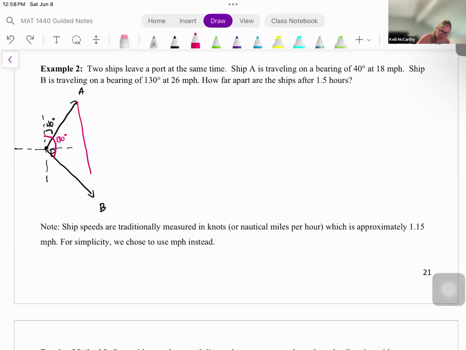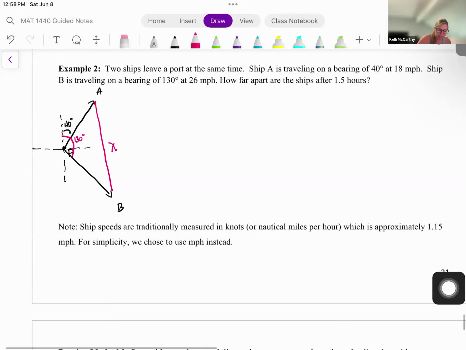After 1.5 hours, here's our unknown, X. So a couple things here. We want to start investigating this picture and see if we can find some additional information, because we are going to be working with this triangle that we've just formed, but we don't really know a whole lot about that triangle.